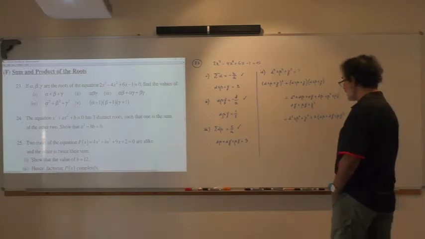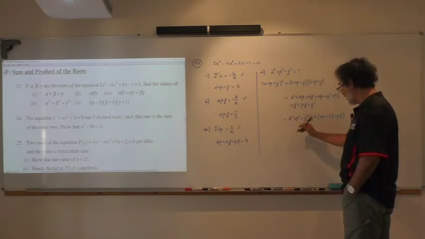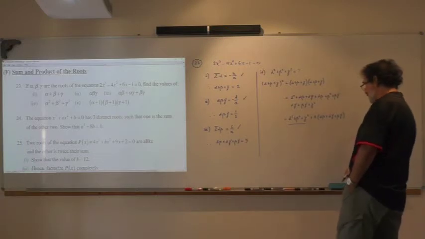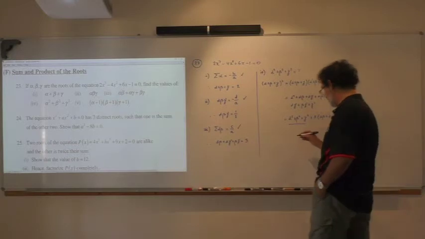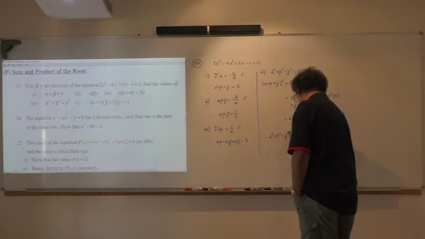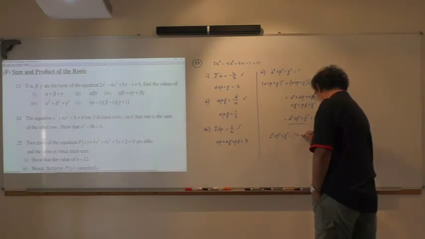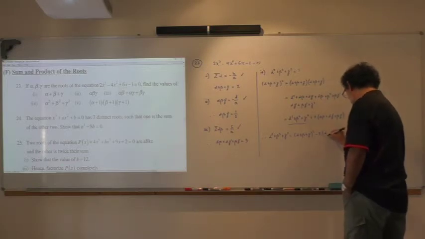Why did we do that? Because now what I'm going to do, I'm going to make this the subject and move all the other stuff to the other side. So then I'm going to say, therefore, alpha square plus beta square plus gamma square is equal to this, alpha plus beta plus gamma square minus twice this.